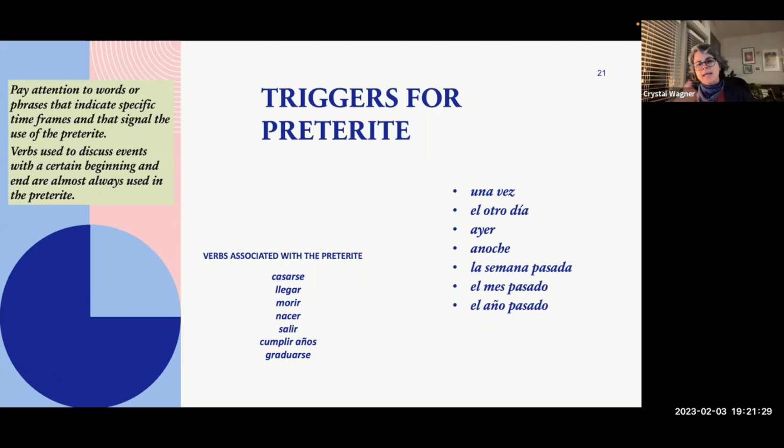Morir, you don't die like five times. You just die once. You are born once, right? Same thing. These are things that are either one or the other. Llegar, morir, nacer, salir, cumplir años, graduarse. These are also events. So all of these you can associate with the preterite. So think of those if you are unsure of which tense to use. Una vez, one time, of course, that would give you a preterite. El otro día, ayer. So these are associated with time. And again, always context.